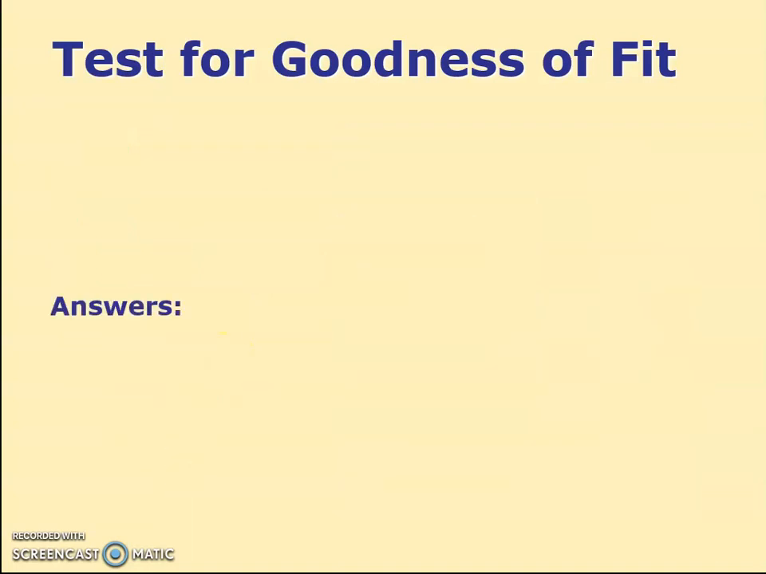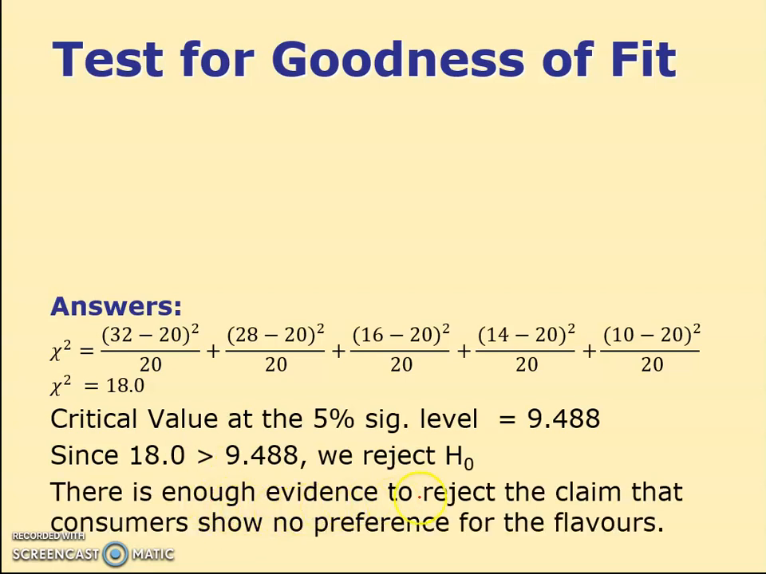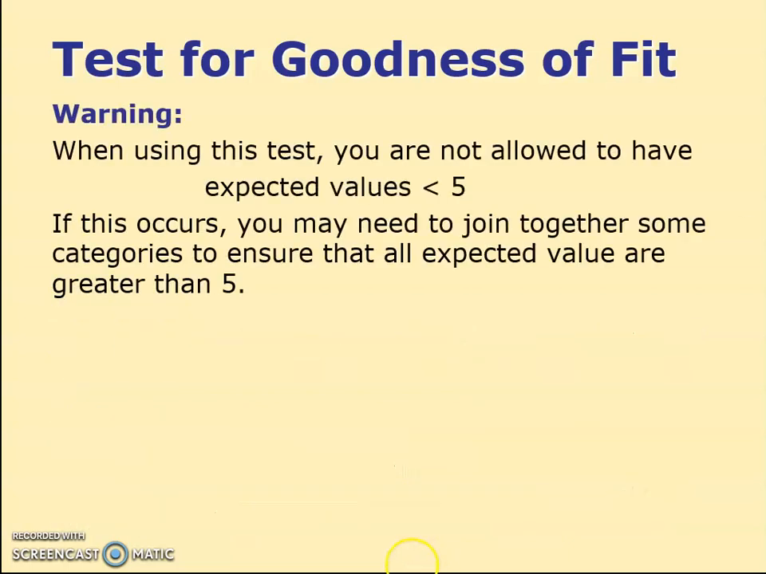So let's just have a look at what I wrote as my wordy answer. There is enough evidence to reject the claim that the consumers showed no preference for the flavors. Well, there you go. So, warning, the last time we did this, the expected values for all of them were equal to 20, so this didn't apply. But there is a rule that says expected values must be greater than 5. And if expected values are less than 5, you must join some categories together to make sure all categories have an expectation of greater than 5.